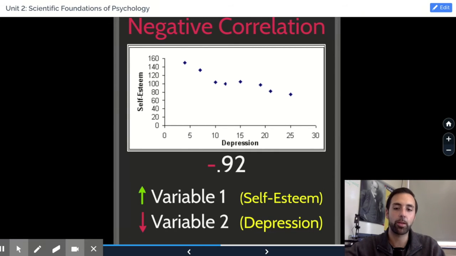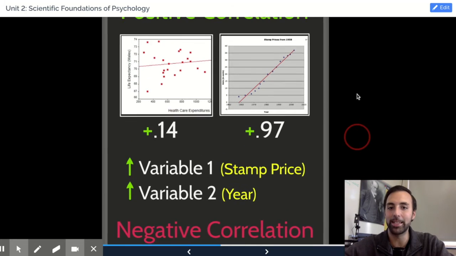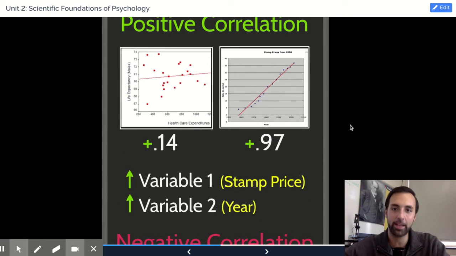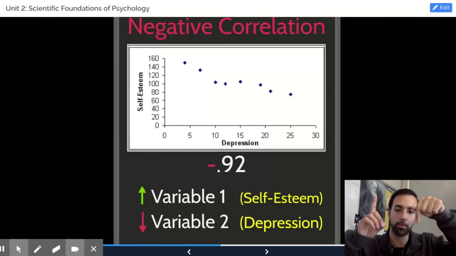Occasionally, students are curious, well, what's a down-down relationship? You're not often going to hear it worded like this, but a down-down relationship is technically a positive correlation, because if you can go up the slope, that also means you can go down the slope. For example, as stamp prices get cheaper, that probably means we're further back in history. So a down-down is actually just another way of describing an up-up. So don't get confused with negative correlation. Negative correlation is when one value goes up and another one goes down.